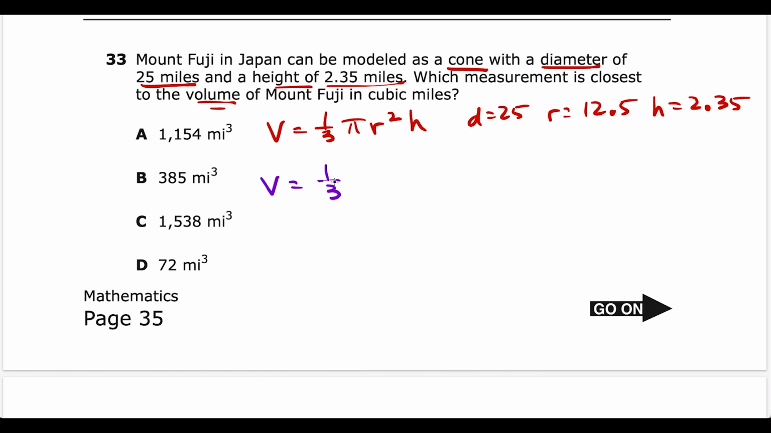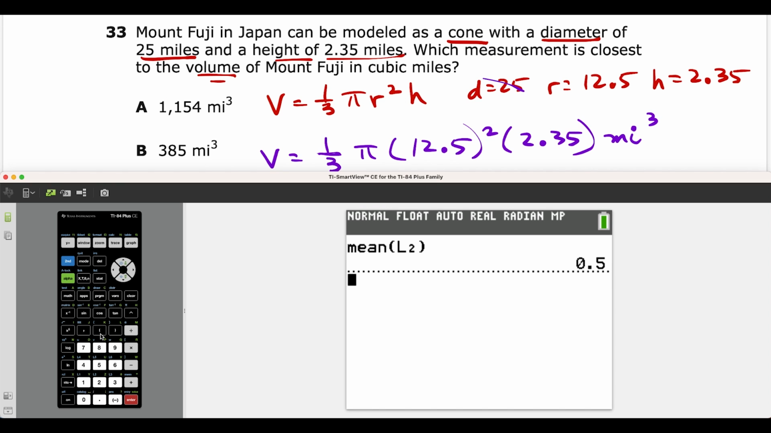So we have 1/3 pi. Be careful not to plug in the diameter. You should be plugging in the radius, which is 12.5. And that's being squared and then multiplied by the height, which is 2.35. And then we'll just tack on the units at the end. The units here are going to be cubic miles since we're talking about volume. So now just type this in.